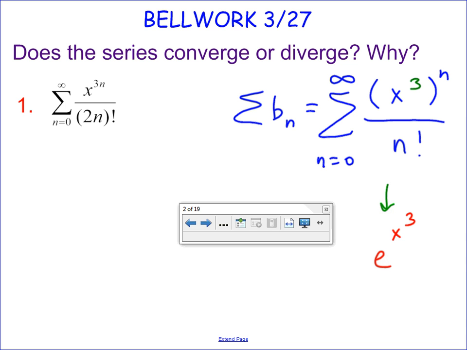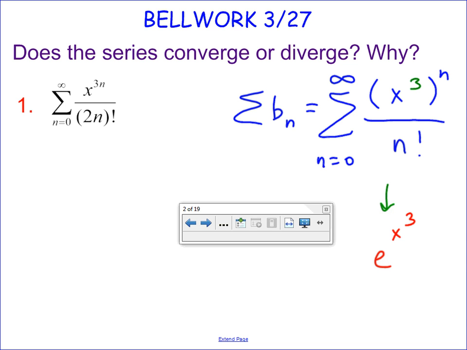Is it because of the 2n factorial on the side? Yeah, that denominator is going to be larger with that 2 multiplier there. It's going to be larger, guaranteeing that the fraction is going to be a smaller magnitude than this function, which we know to converge.